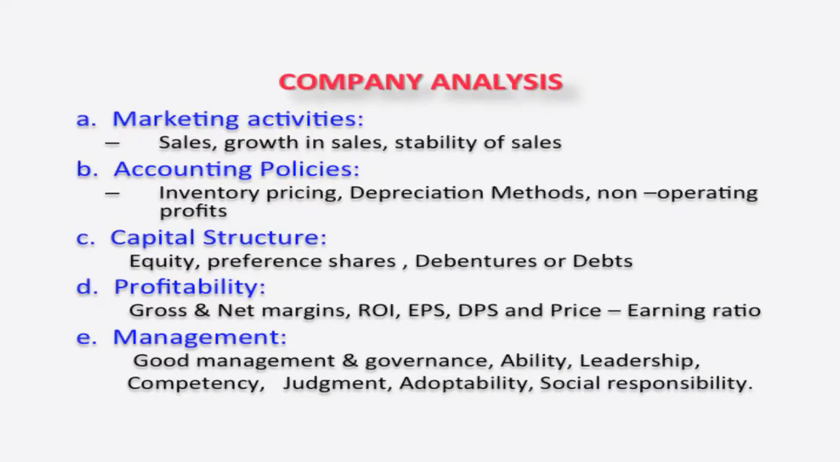The next aspect is the profitability of the business concern. What is the gross profit? What is the net profit? What is the return on investment? What is the EPS? What is the dividend per share, DPS? And what is the price earning ratio? Generally, for the market price of an equity share in stock market operations, we take into consideration EPS into PE ratio. On that basis, we can decide what type of price prevails in that particular stock exchange. These aspects should be kept in mind.